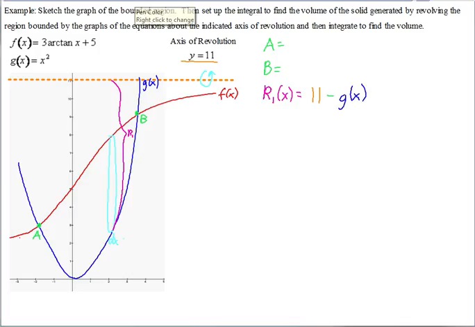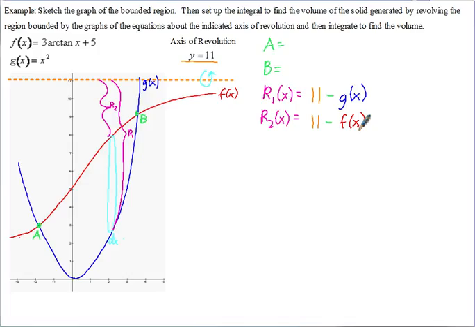And this one, you would also need an R sub 2 because there is a gap between our region here and the axis of revolution. So R2 would go from the axis of revolution to the close end of the rectangle. So r sub 2 of x, again the one on top is 11, minus the one on the bottom is f of x. Again, we do the one on the top minus the one on the bottom for these vertical distances, because the one on the top has the bigger y-coordinate.